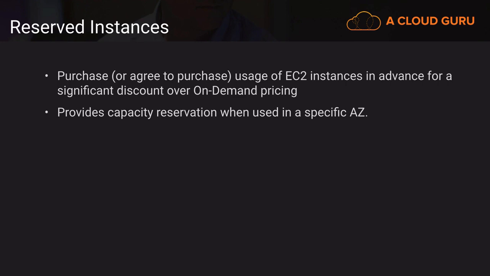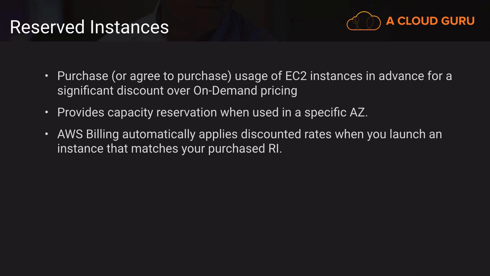And it also can provide reserved capacity when we specify an AZ. So in disaster recovery situations, if we want to make absolutely sure that we're going to have those resources in a disaster when we really need them, reserved instances tagged to an AZ is one way we can reserve that capacity and guarantee that. AWS billing will automatically apply this discount whenever you launch an instance that matches the instance type or the family of your reserved instance.